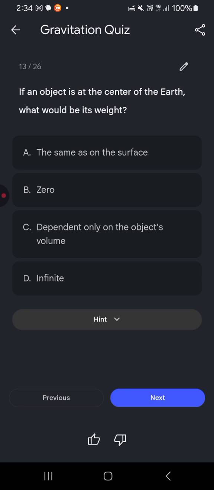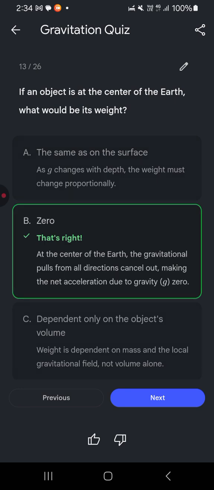If an object is at the center of the earth, what would be its weight? The object is at the center of the earth. The option will be 0. At the center of the earth, the gravitational pull from all directions cancel out, making the net acceleration due to gravity 0.